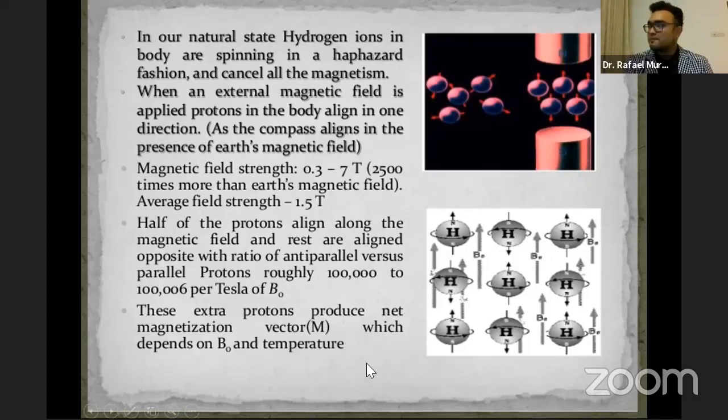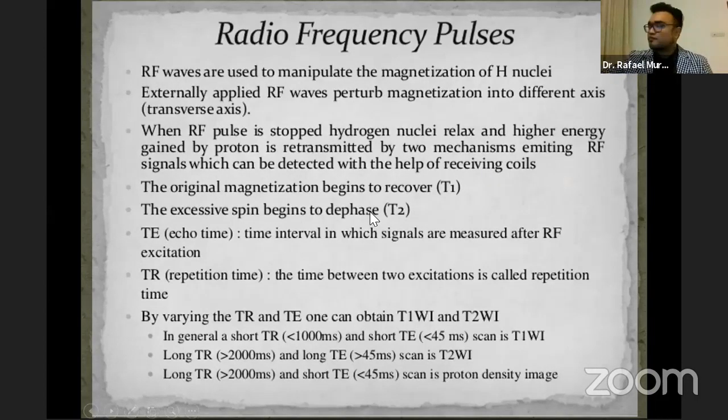Next slide, please. Now about radio frequency pulses. RF waves are used to manipulate the magnetization of hydrogen nuclei. Externally applied RF waves tip the magnetization into different axes. It could be the longitudinal or the transverse axis.